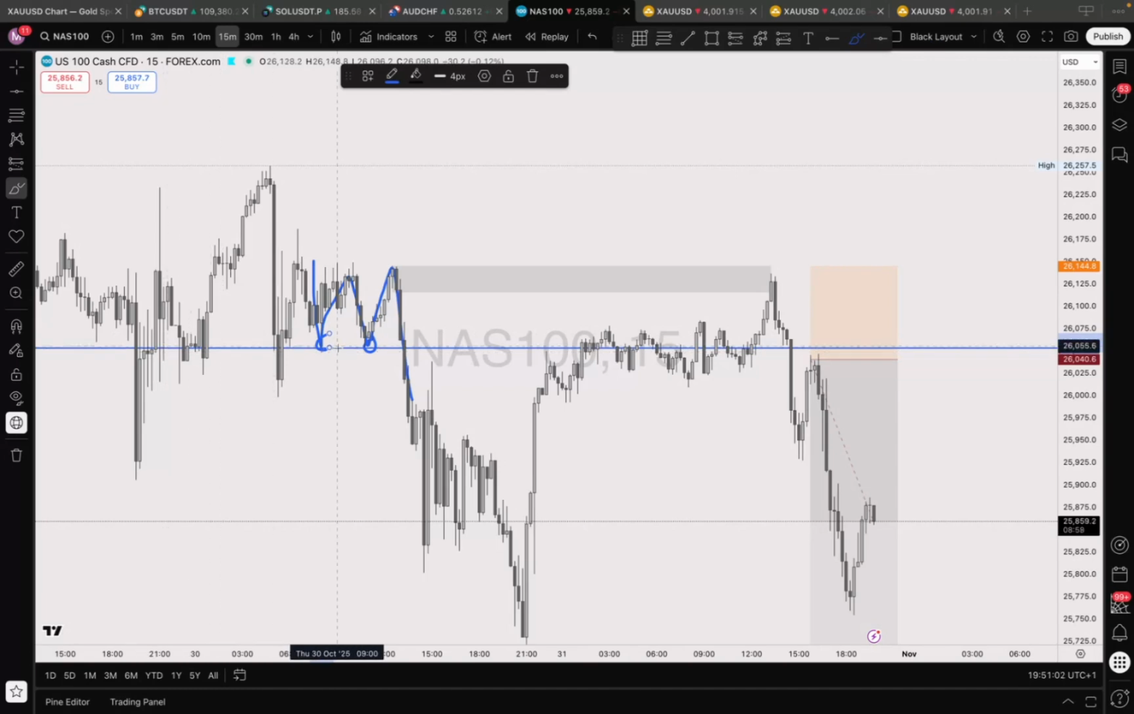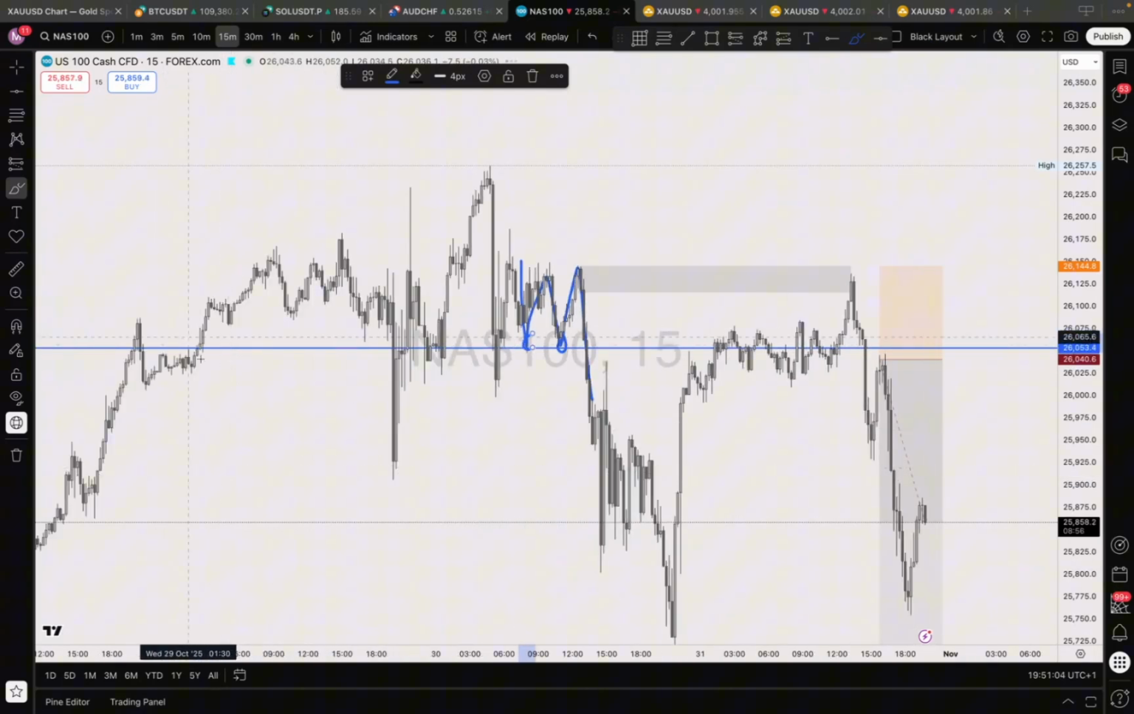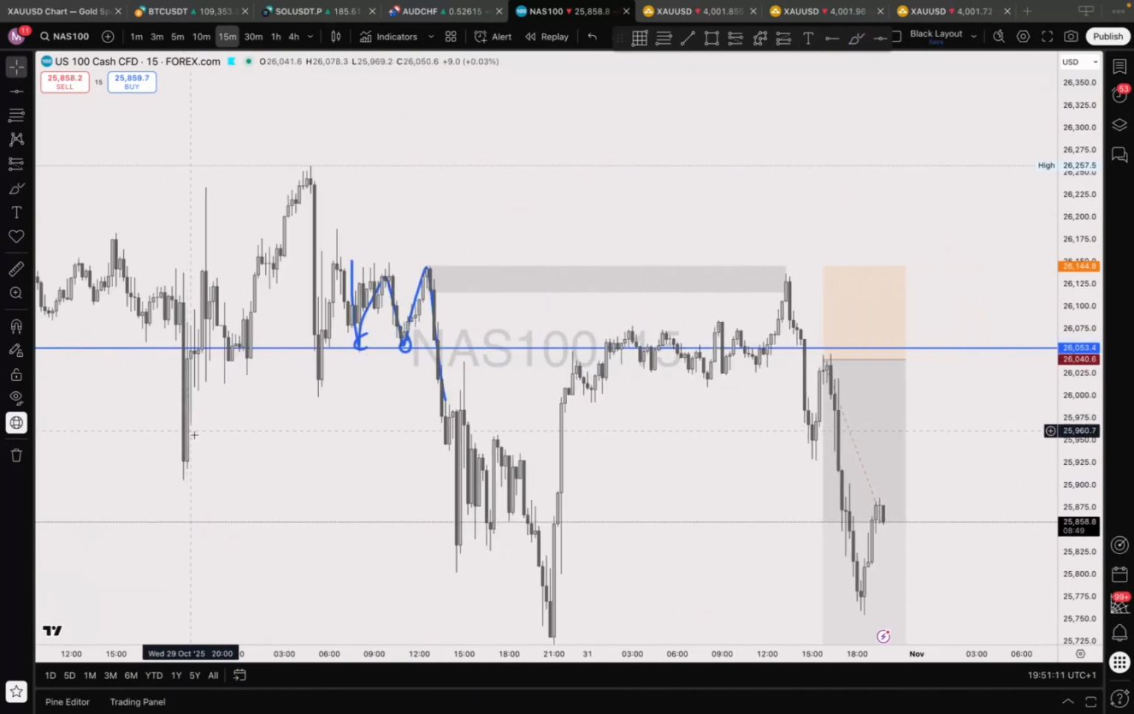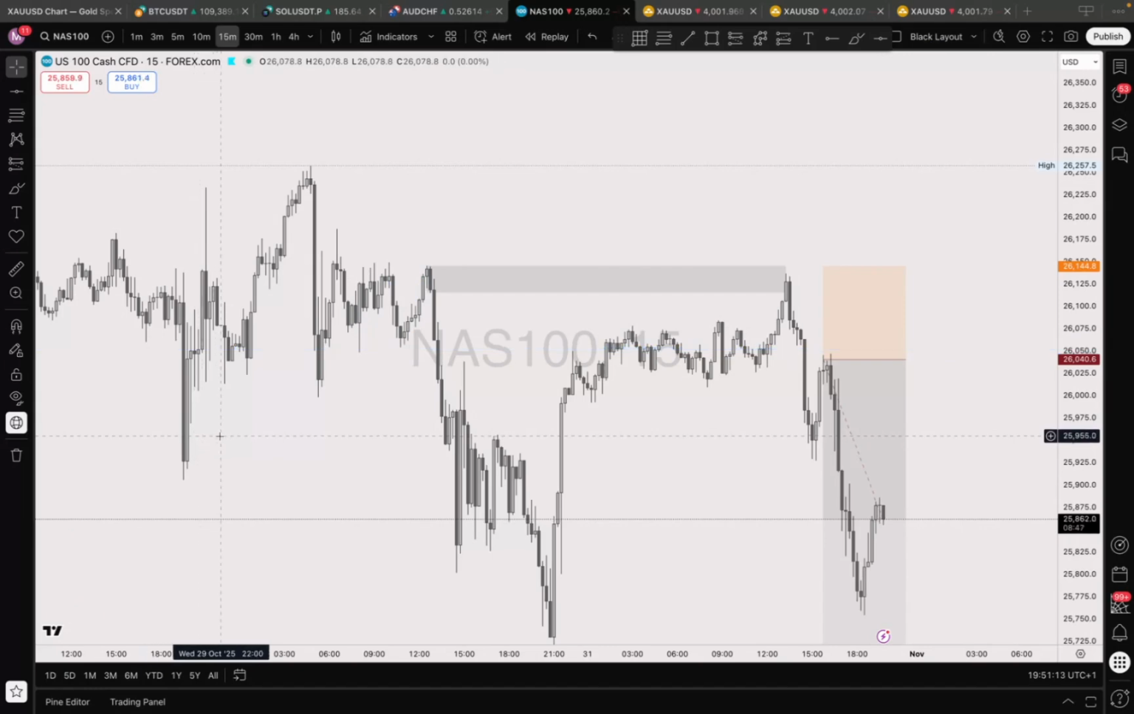It tested multiple times. And if you investigate it to the right-hand side, you can see that it even acted as resistance here. So when I saw the break, multiple touch, break to the downside, I realized that this is a strong resistance for me. All right. This is a strong resistance for me.